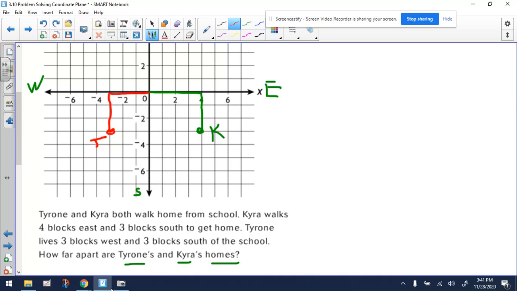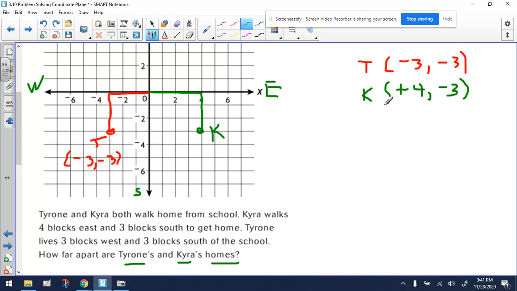All right, now they do want to know how far apart are Tyrone's and Kyra's homes. Now, we have a couple options here. One method is to think, what's the ordered pair here? So if we think about Tyrone's ordered pair, that's a -3, comma, -3. So let me put it over here as well. We have a -3, comma, -3. And then if we look at K, Kyra's house, her ordered pair is a +4 and a -3.